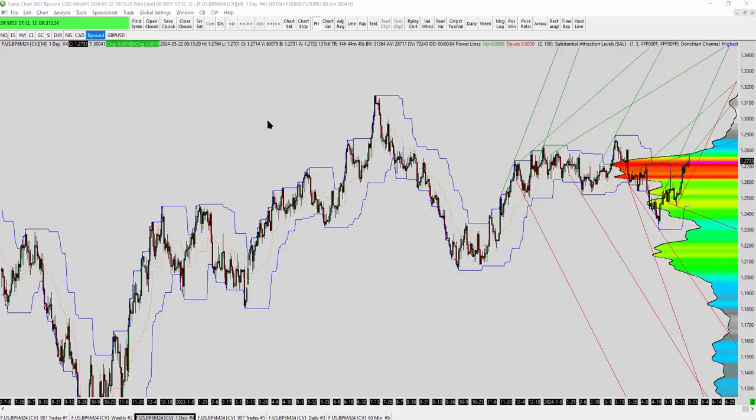Let's compare the British pound in the futures market, which is June's contract, versus the pound US in the Forex market. I have them both. Let's compare and see the differences and the similarities.